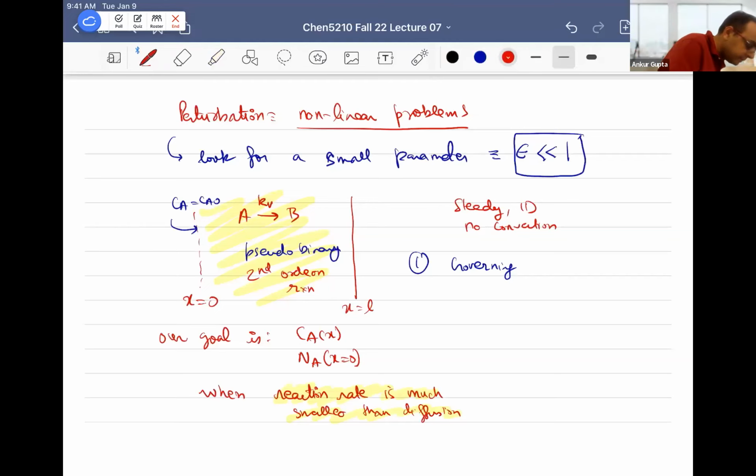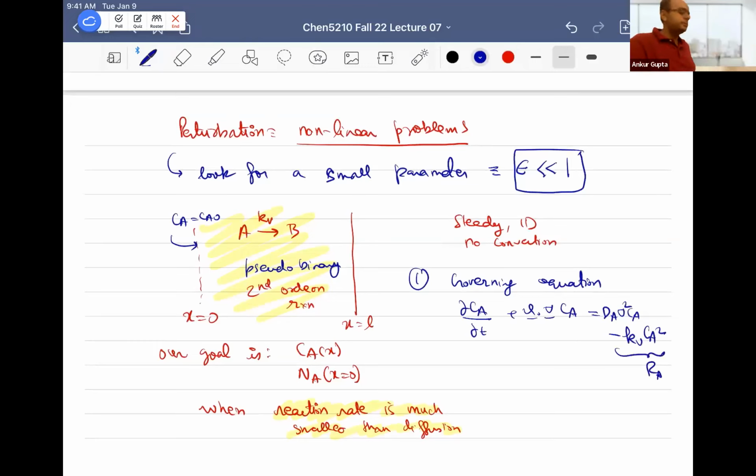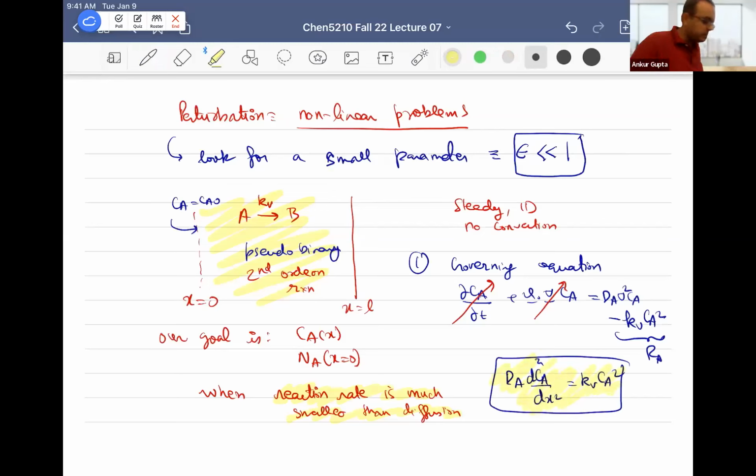So governing equation, let's quickly do it. Equation: del CA by del t plus v dot del CA equals dA del squared CA minus kv CA squared. By the way, I can use this because it is pseudo binary, so don't forget that. This is your reaction rate RA, right? It's steady, so I can ignore this. No convection, I can ignore this. So essentially, my governing equation, in 1D, becomes dA d squared CA by dx squared equals kv CA squared.